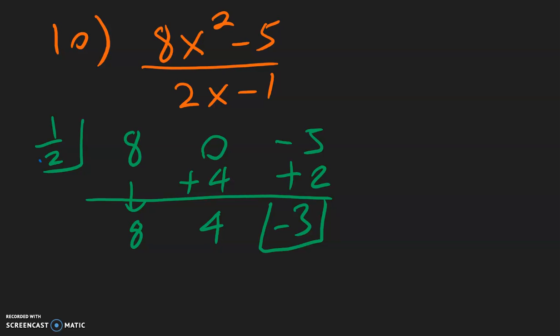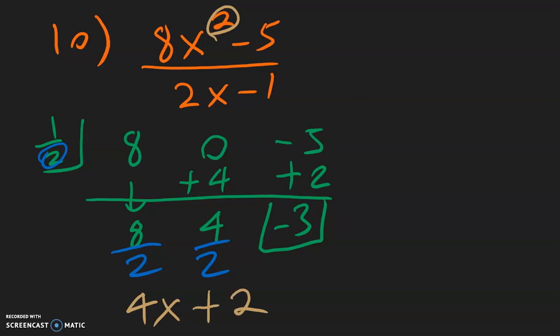Remember, we need to divide by positive 2. Right here. So what we get is 8 divided by 2 is 4. 4x to the first power, because it's 1 less than this. And then 4 divided by 2 is 2. And then for the remainder, we go negative 3 over 2x minus 1. That's the answer.